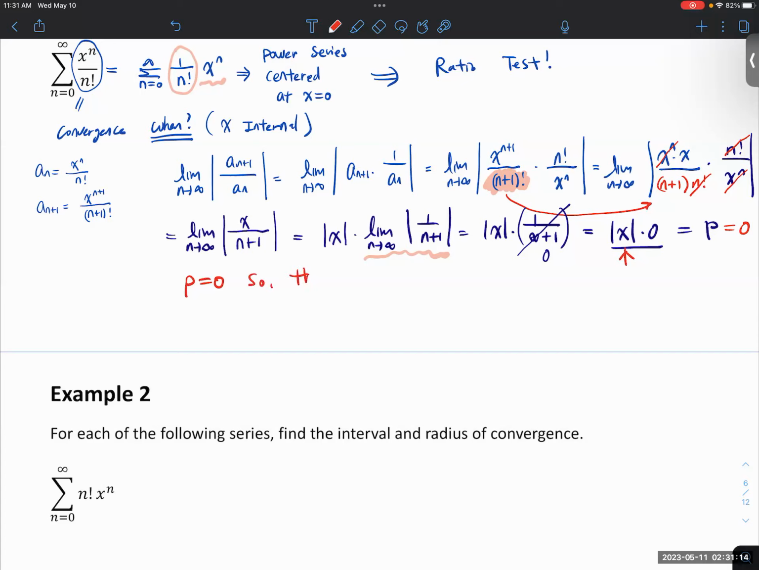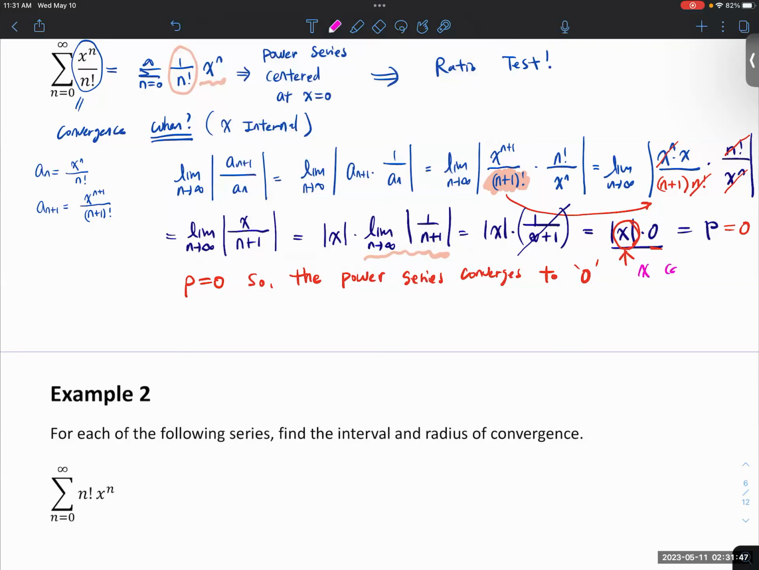So the power series is convergent, or you can say the power series converges to 0. But I want to find out the x interval. So what x? It doesn't matter whether x is a negative number, positive number, or 0, because you anyway multiply by 0. x can be any number.